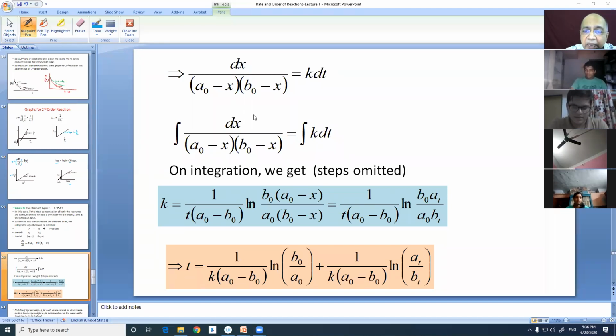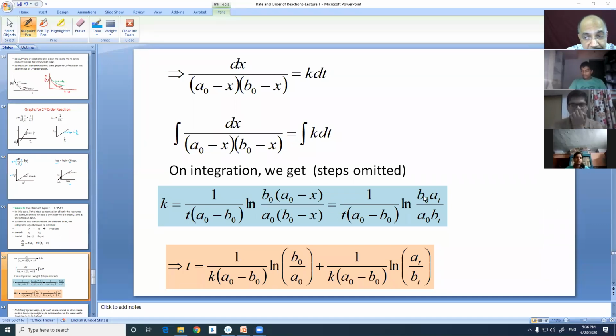So the final k is equal to 1 by t(A0 minus B0) ln of B0 into At divided by A0 into Bt. In the numerator B0 At and in the denominator A0 Bt, ln. If you make it log, then you have to multiply by 2.303, which I haven't done.